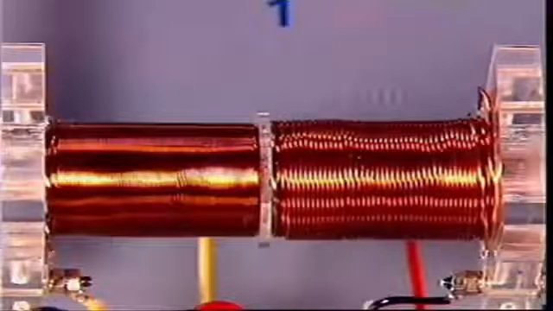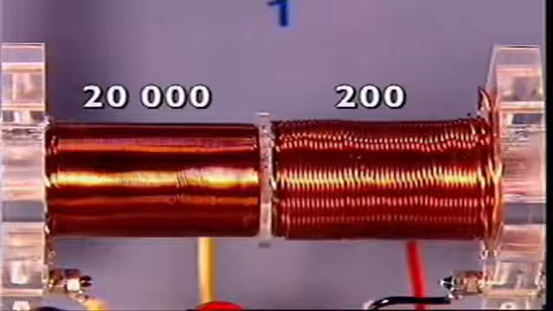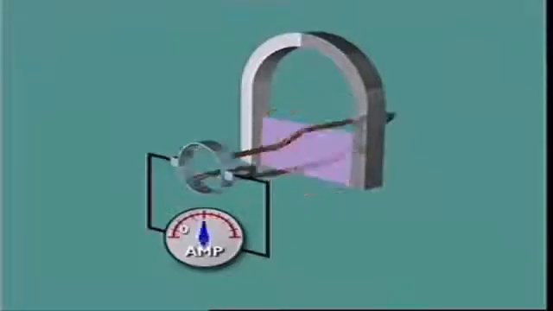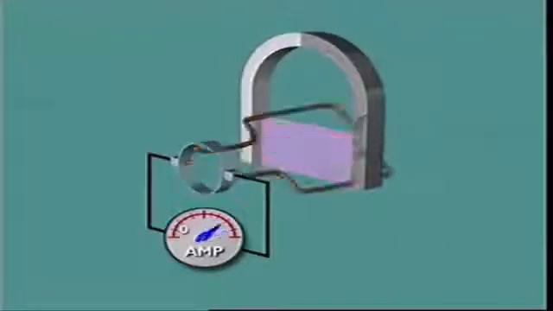It is also influenced by the number of turns of the coil. The greater the number of turns, the greater the induced voltage. The speed at which the lines of force are cut also affects the voltage induced. The greater the speed, the greater the induced voltage.